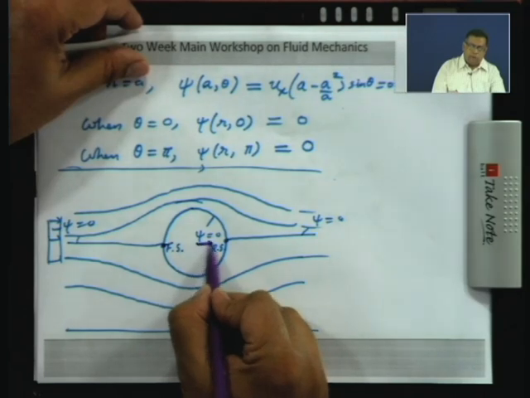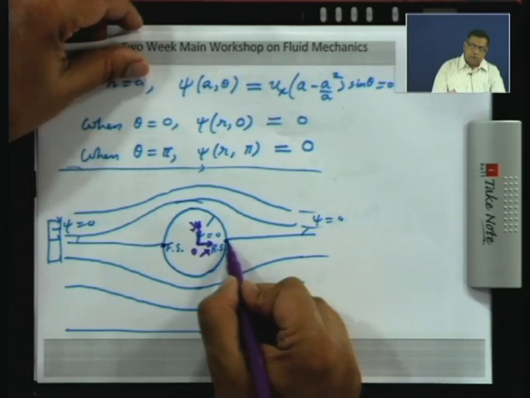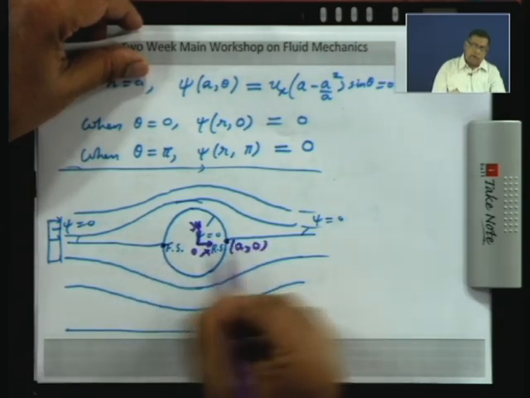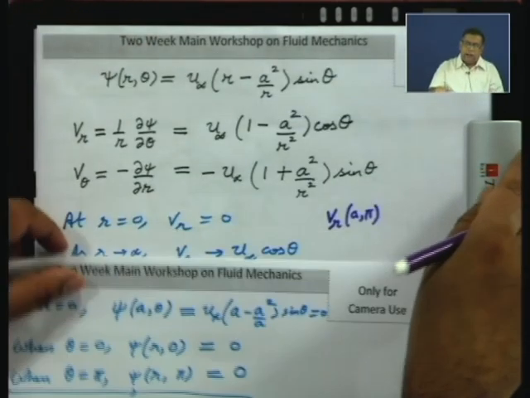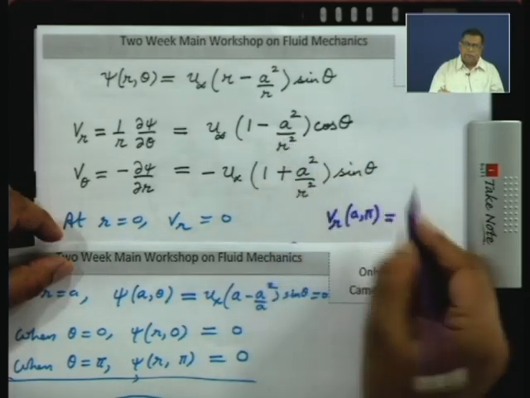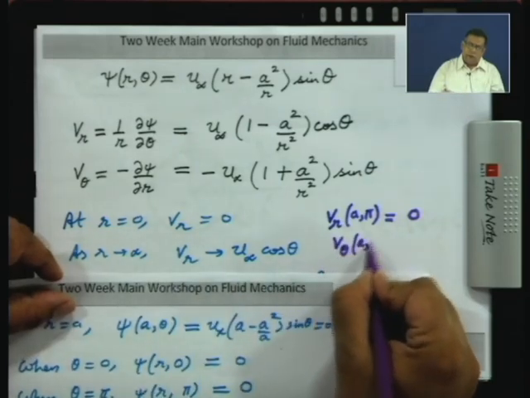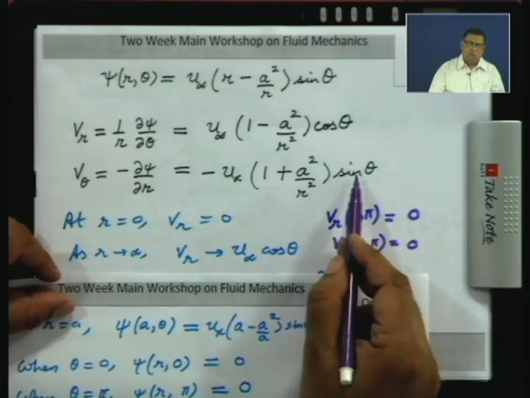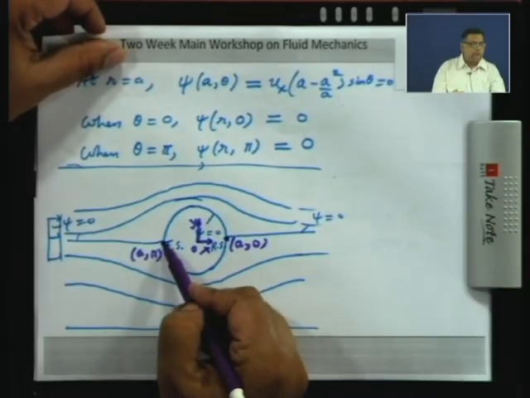Remember, the origin was here at the center of the cylinder, this was x, this was y. So, here the radius is a and the angle is 0, and here the radius is a and the angle is pi. So, V r of a comma pi here, you have put r equal to a, that is the point on the surface of the cylinder. So, that is 0, and if you look at V theta of a comma pi, that is also 0, because sin theta is 0. So, both the velocity components are 0 at what we are calling the forward stagnation point.